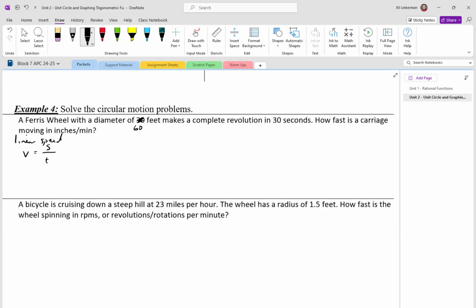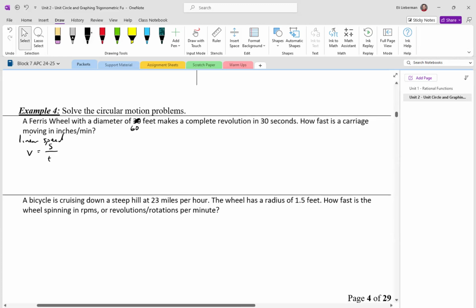I'm not going to use that definition. I'm going to use unit analysis or inversion. Let's see. Or maybe I will. Inches per minute. Oh, that is pretty fast, isn't it? Diameter of 60 feet makes a complete revolution in 30 seconds.